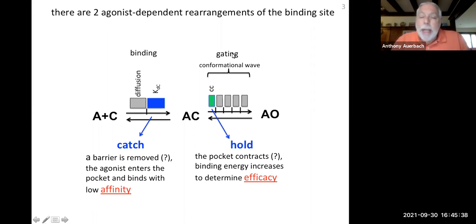So gating, I'm going to try to get rid of the words binding and gating here because I think they're confusing people. Catch and hold are what's happening. Catch is the event that causes affinity, and hold is the event that causes efficacy. I'm naming the event, not the state. So this is the transition state, not the state.